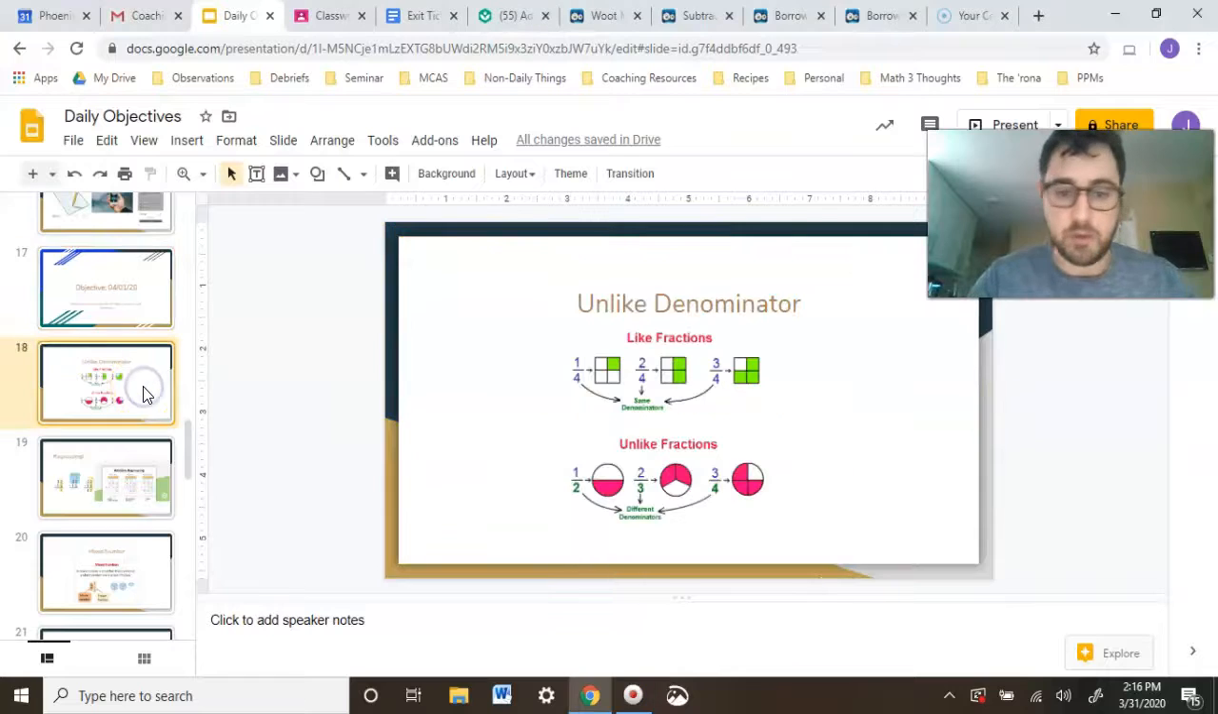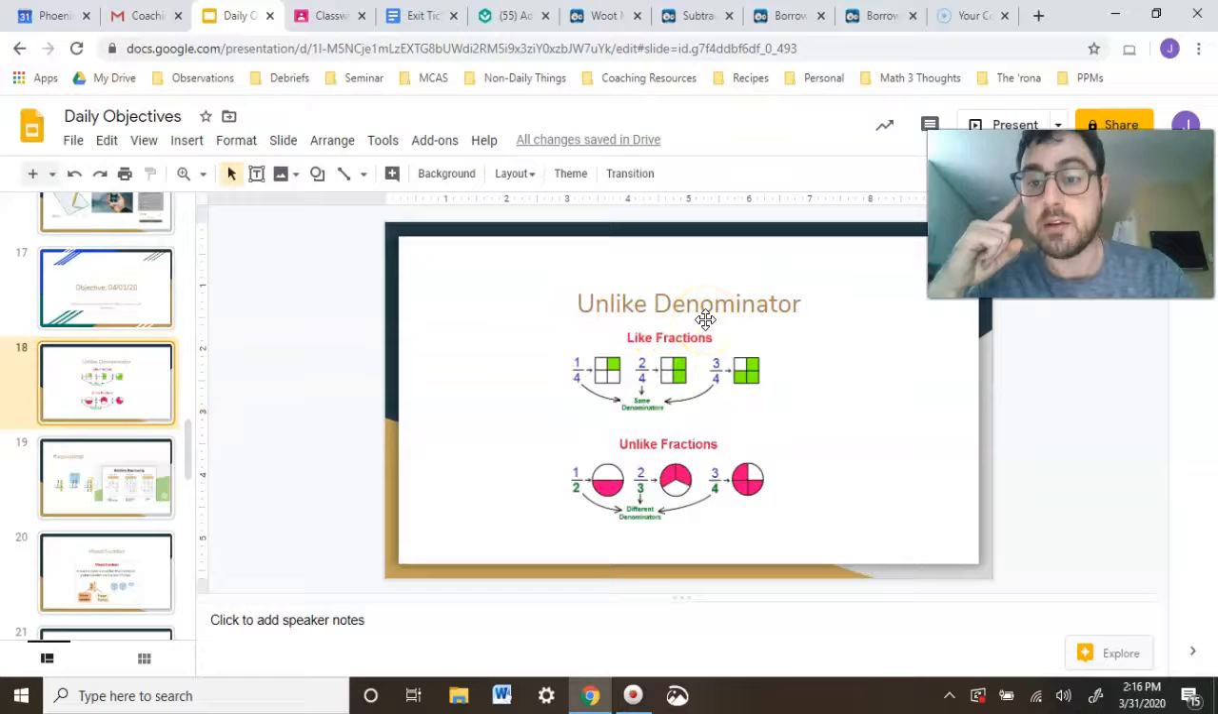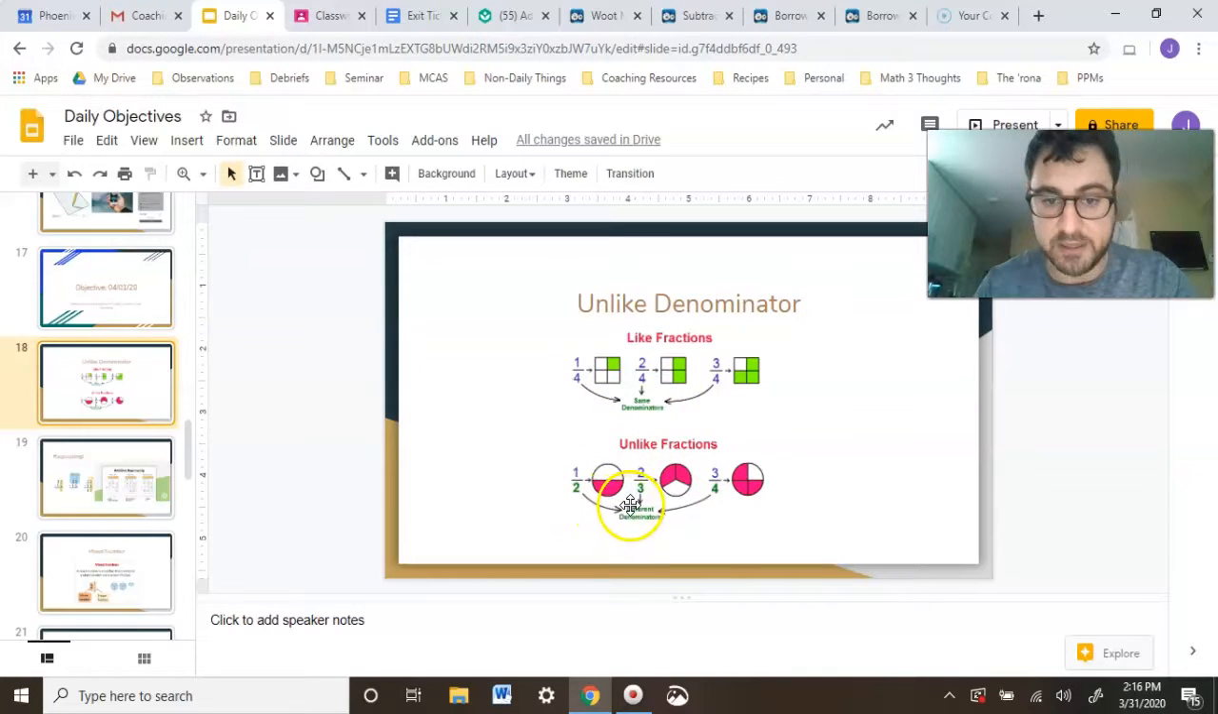Okay. So first, a quick review: unlike denominator. What does that mean? That's right. Fractions with like denominators have the same denominator. 4, 4, 4. Unlike denominators, different denominators. What does it mean when the denominator is different? If you don't remember, si no puedes recordar, look right here. 2, 3, 4. What changes about these? That's right. The size, la cantidad de las piezas, the size of the parts.